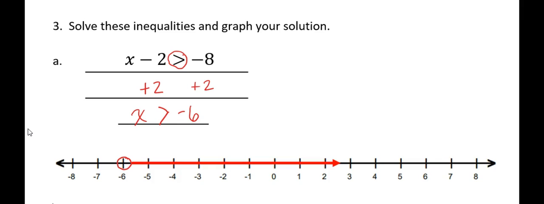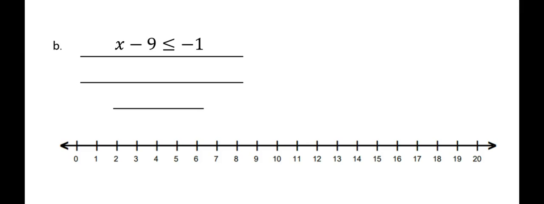Here's the graph that shows my solution. And we can test this out to prove it. So I can choose any of these numbers on my red line and put them in place of the x in the inequality to make a true statement. So let's say we chose negative 1. That means that negative 1 minus 2 is greater than negative 8. Well, negative 1 minus 2 is negative 3, and negative 3 is greater than negative 8. So that solution works.